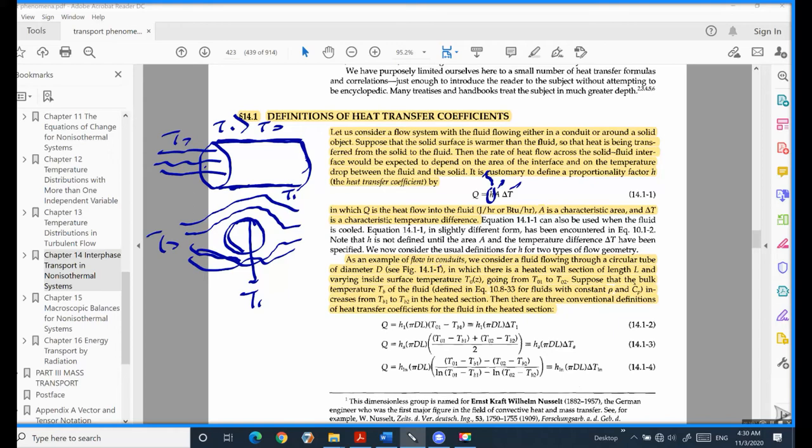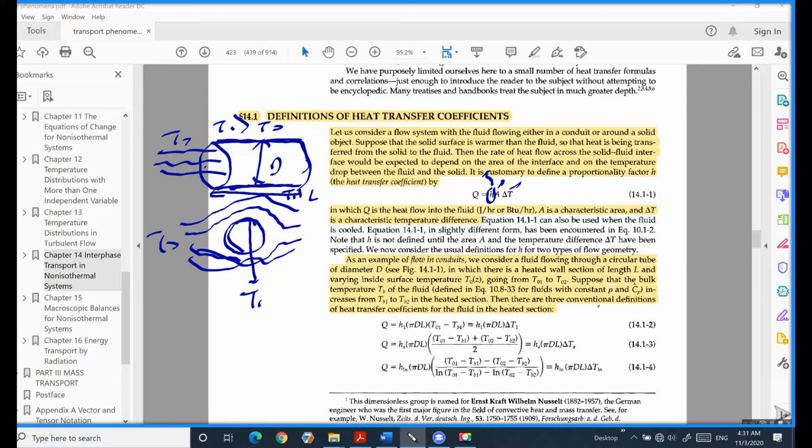Okay, so as an example of the fluid in the tube, for this example just consider the diameter is D here and the length is going to be L. Inside, the surface temperature goes from T01 to T02. Suppose the bulk temperature for the fluid is TB, with constant rho and constant pressure heat capacity, and it increases from TB1 to TB2 in the heated section.